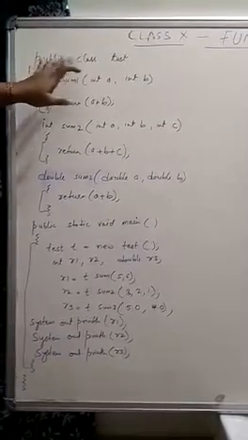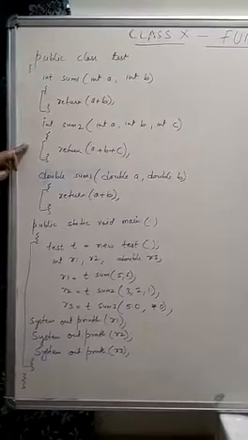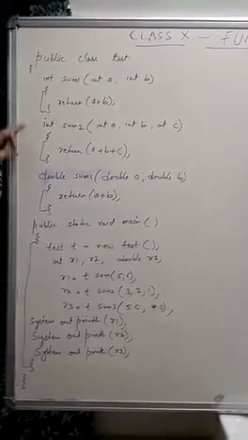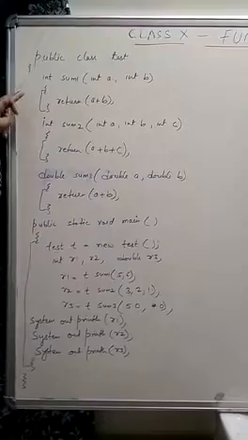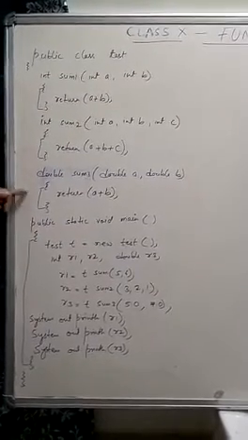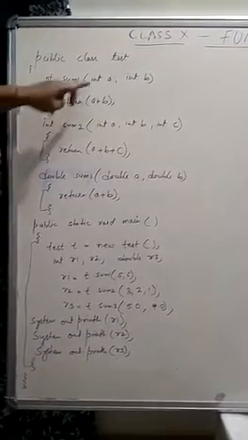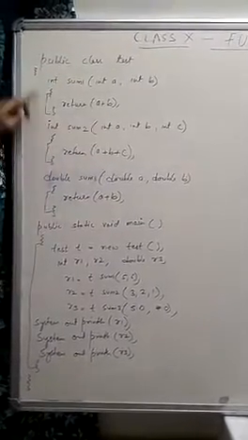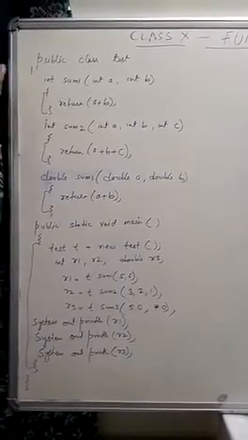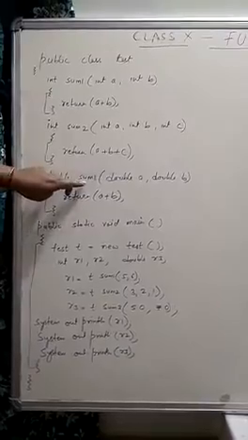Public class test, the name of the class is test, and in this class there are three methods. These three are user defined methods of the third category, where the method accepts arguments and it returns a value also. You see we are having three methods, sum1, sum2 and sum3.